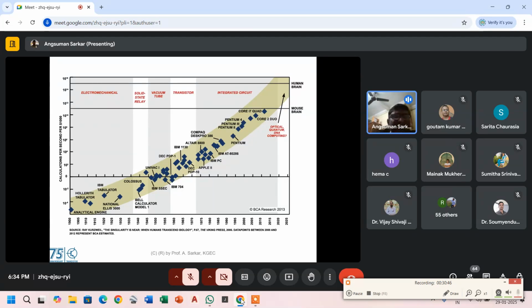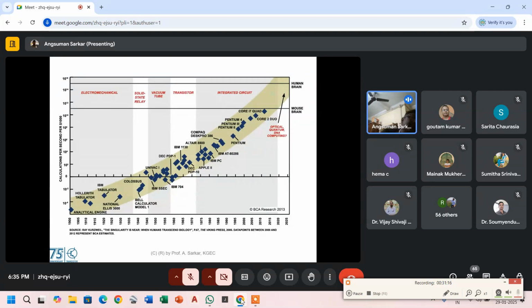From 1900 to 1935, we can call it the electromechanical era. Then 1935 to 1945 is the solid state relay era. 1945 to 1955 is called the vacuum tube era. From 1955 onwards to 1975 or so, it is called the transistor era. And from 1975 onwards, up till now, it is called the integrated circuit era. So that is the first thing.